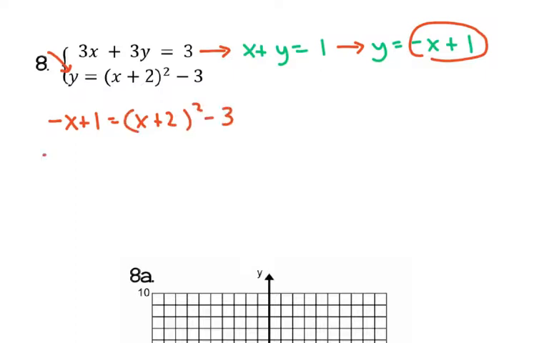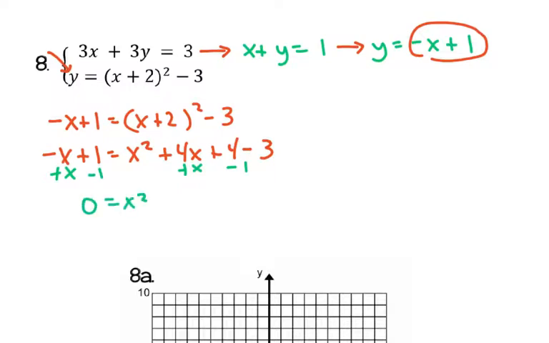So now I need to expand that out. So negative x plus 1 equals, x plus 2 quantity squared is not x squared plus 4, it's x squared plus 4x plus 4, minus 3. I need to get everything on one side because to solve a quadratic equation, that's what I need to do. So I'm going to add x to both sides, and I'm going to subtract 1 from both sides. So I'm going to have 0 equals x squared plus 5x, and then 4 minus 3 is 1, minus 1 is 0. So then to solve that equation, that's going to be something I'm going to factor out a GCF.